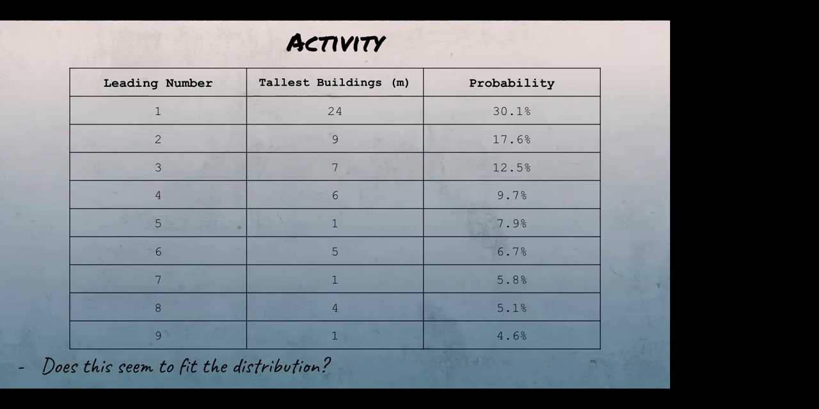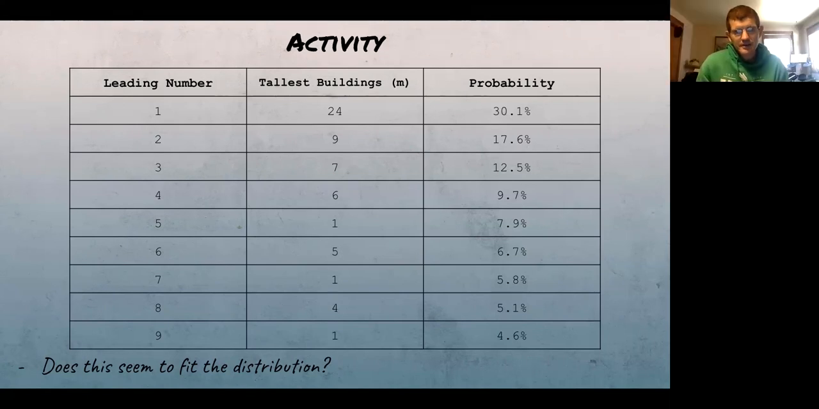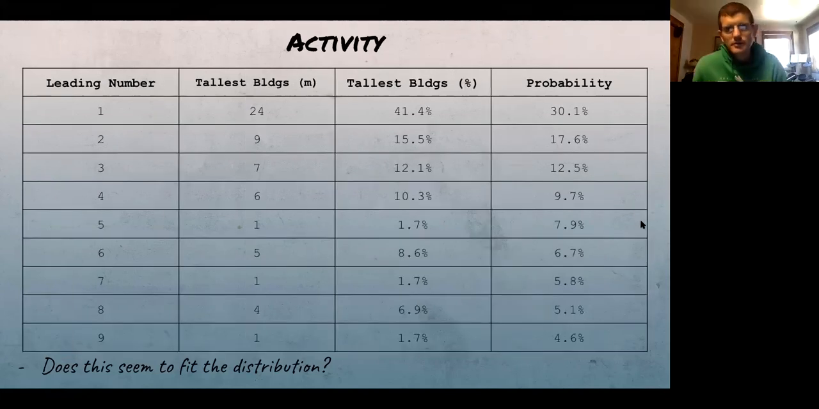I don't know, because for the leading number of 5, there's only 1, which is 7.9%. But then for 6, there are 5, which is 6.7%. So that doesn't really make mathematical sense. Sure. I'm glad you're noticing that. Yeah. So obviously we're not going to match it perfectly. So actually, let me just jump to the next page, because here's where I include the percents. So now you can do some comparison and see, and you have to decide for yourself, does this seem to fit or not?